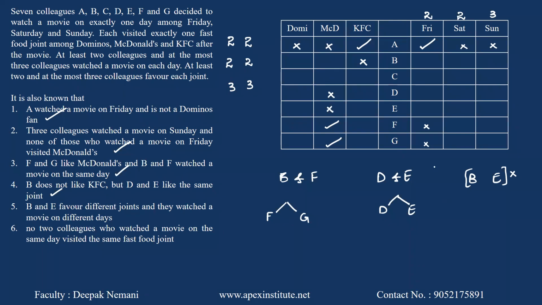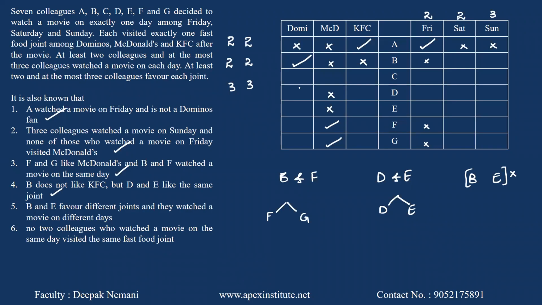Clear? Now, B and F watched a movie on the same day. Now, if F is not watching a movie on Friday, B cannot watch a movie on Friday. So B watched a movie on either Saturday or Sunday. Now, if F is favoring McD, you cannot have B favoring McD since they have watched a movie on the same day. So it's Domino's. Clear?